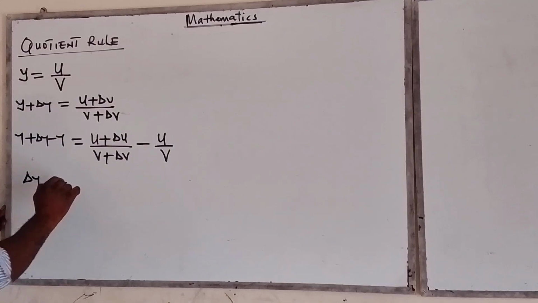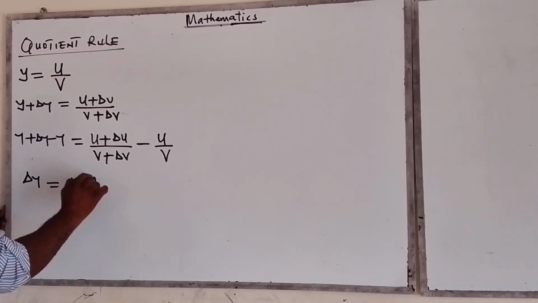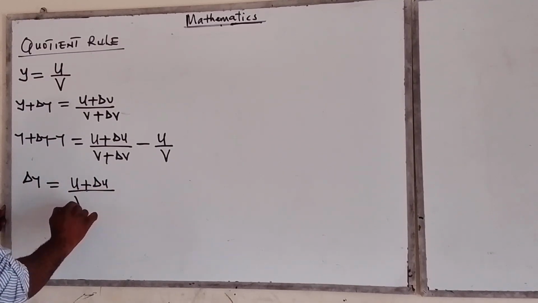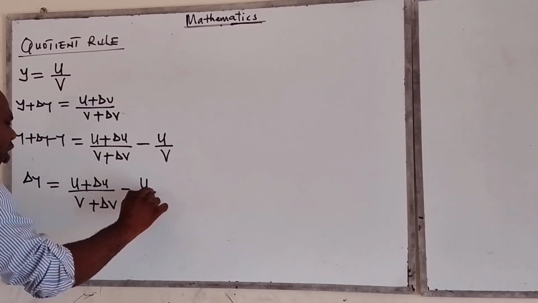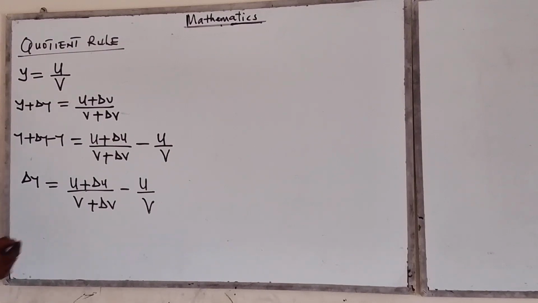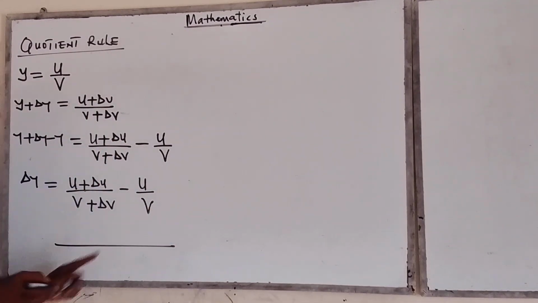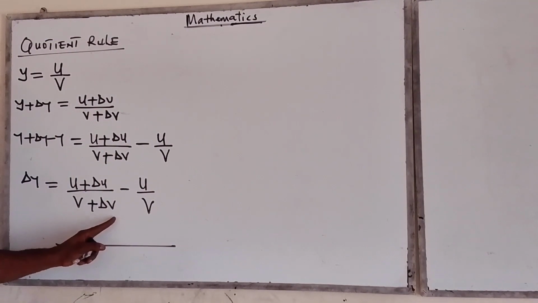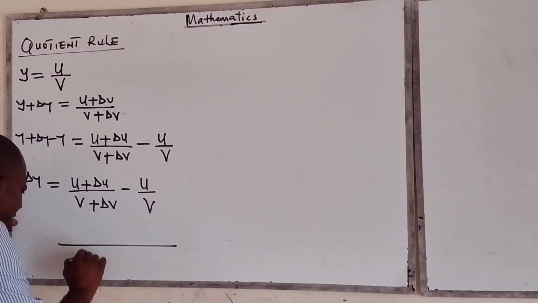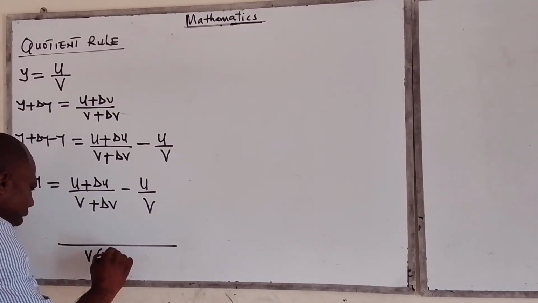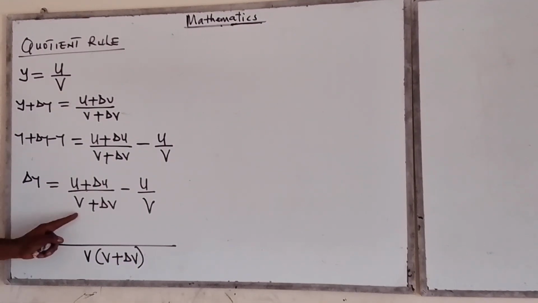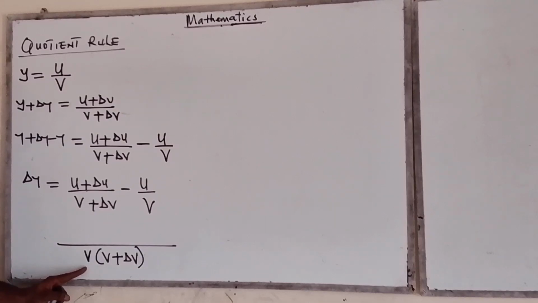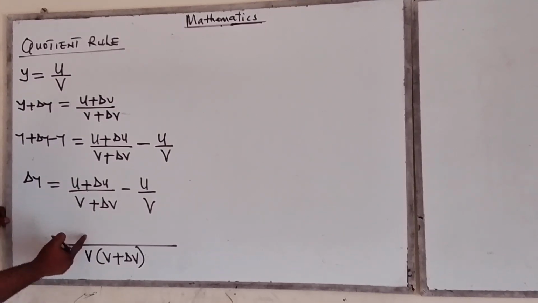So delta y will be equal to u plus delta u all over v plus delta v minus u all over v. Now let's look at the LCM of v and v plus delta v. That will give us v in bracket v plus delta v. Yes. Now v plus delta v into v in bracket v plus delta v will give us v. Yes, this into this will give us v.